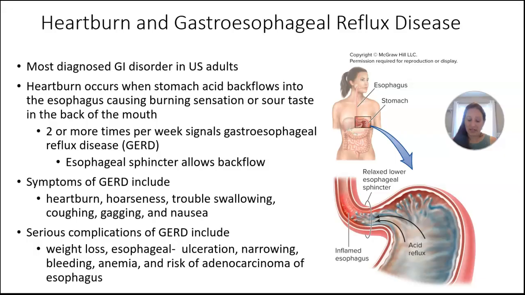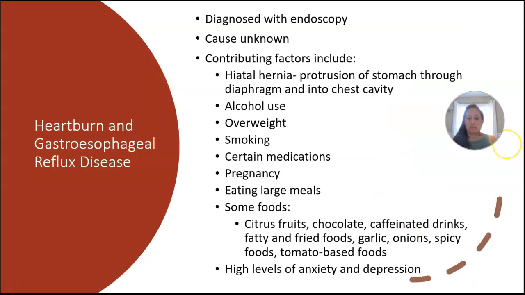You can end up with serious complications from GERD: weight loss, esophageal ulceration, narrowing of the esophagus, bleeding of the esophagus, which can lead to anemia, low iron because you're bleeding. And then there's also a risk of adenocarcinoma, which is a cancer of the esophagus. So very serious. It is diagnosed with endoscopy, where a GI doctor will go down into the esophagus with a camera and look for signs of GERD.